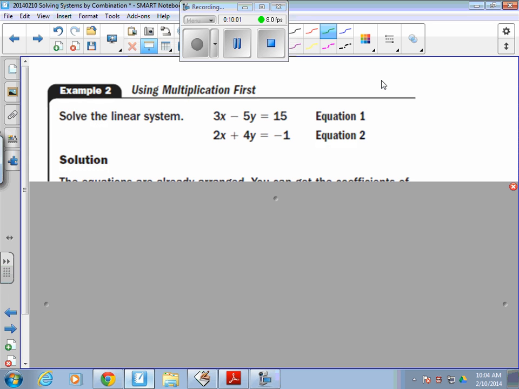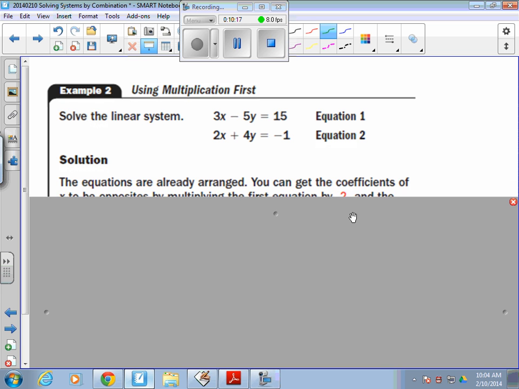2, 4, 6, 8. They both have 6. The least common multiple would be 6. So we have to multiply both of these equations to create 6, or we have to go with our factors of 5 and 4, and they don't share a term until they get to 20. We would have to make one positive and one negative 20.